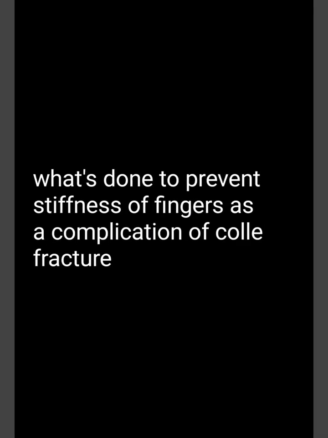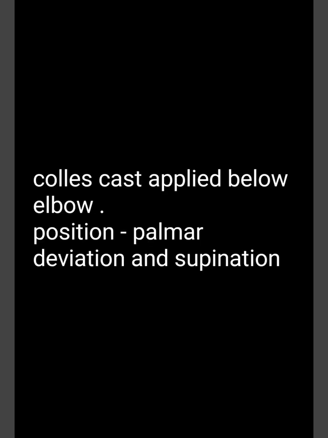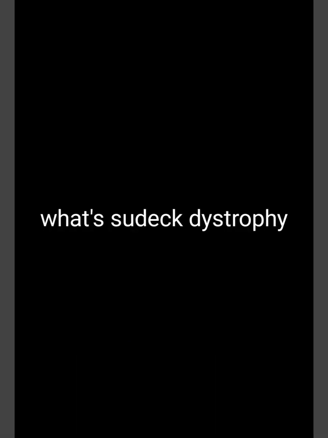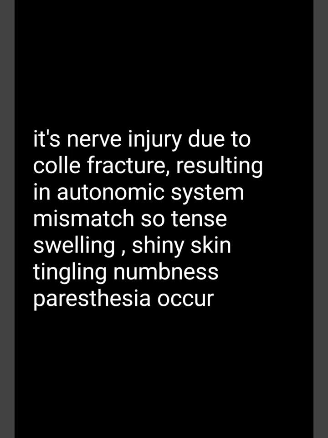What's done to prevent stiffness of fingers as a complication of Colles fracture? Colles cast applied below elbow. Position, palmar deviation and supination. What's Sudeck dystrophy? It's nerve injury due to Colles fracture, resulting in autonomic system mismatch, so tense swelling, shiny skin, tingling, numbness, paresthesia occur.